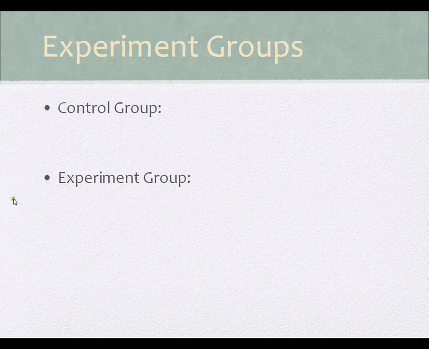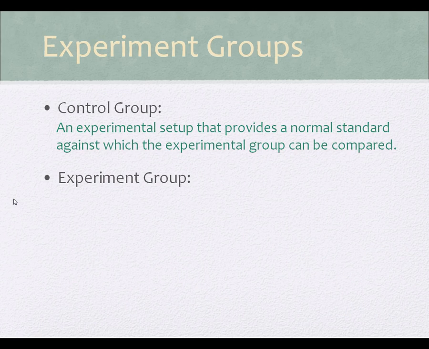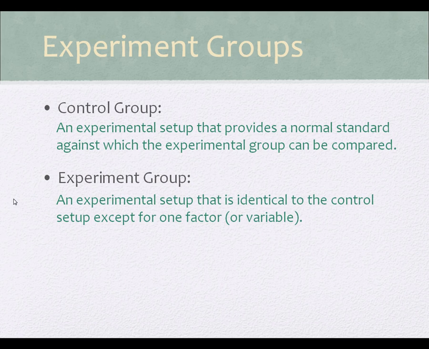So, let's talk about the control group. It's an experimental setup that provides a normal standard against which the experimental group can be compared. So, if I were to propose the hypothesis that chewing gum during a test can increase test scores, what would my normal standard be? Hopefully you're thinking it would be a group of kids who are not chewing gum. My experimental group then would be a group of kids that are chewing gum.